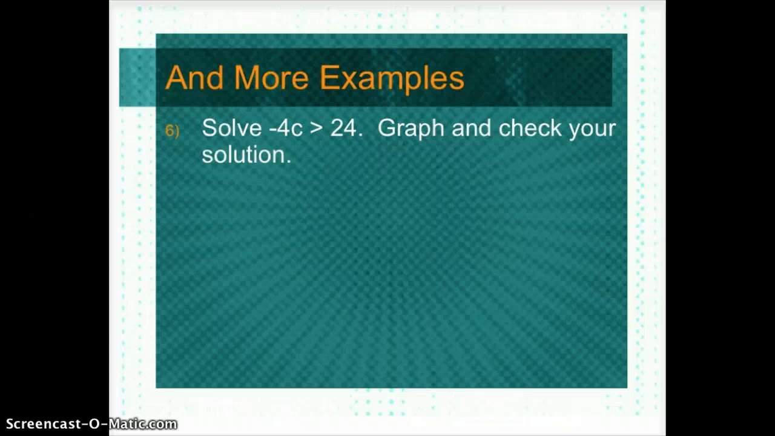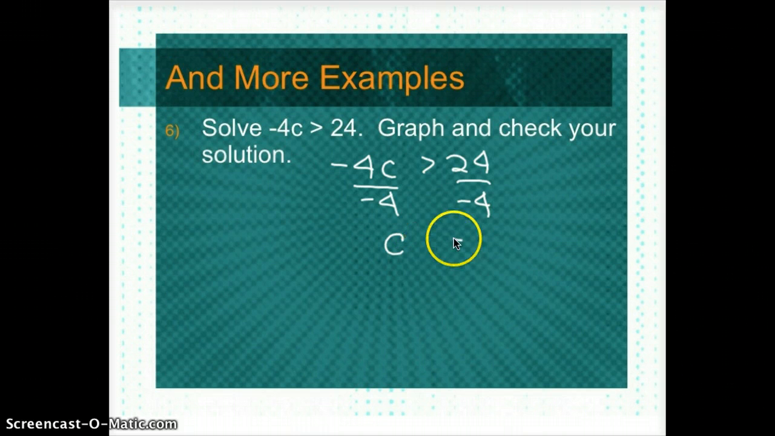So solve -4c is greater than 24. Graph and check your solution. So we've got -4c is greater than 24. I'm dividing both sides by a negative, so be careful. I think it's c, this is -6. Oh, I divided by a negative, so I'm going to switch my symbol. Was it greater than? I'm going to make it less than. I think that c is less than -6.